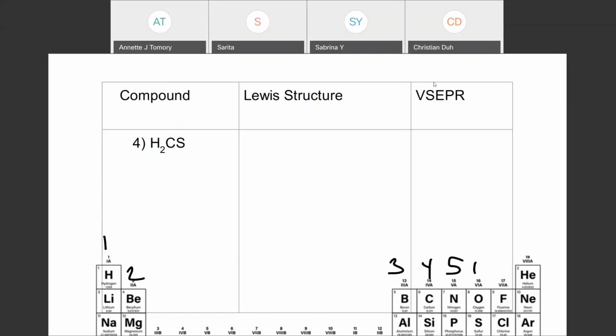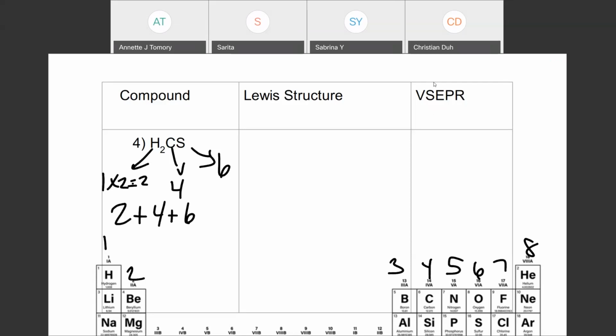Now, you guys had a chance to look at this ahead of time. So tell me about the hydrogens. How many electrons does a hydrogen bring? 2. Because 1 times 2 is 2. How about the carbon? 4. Sulfur? 6. All right, so we have 2 plus 4 plus 6 equals 12.